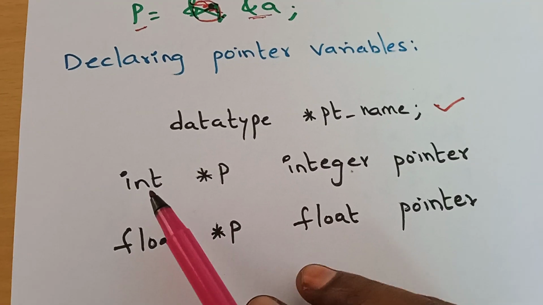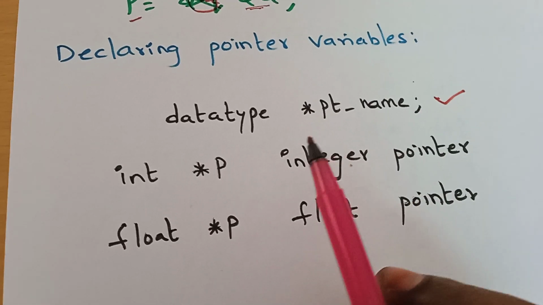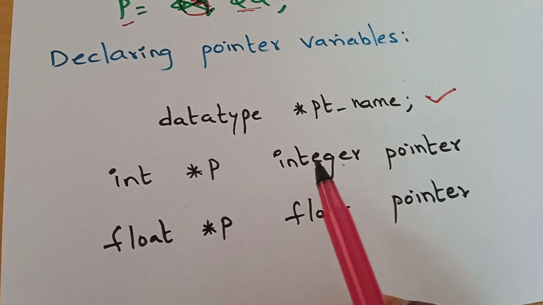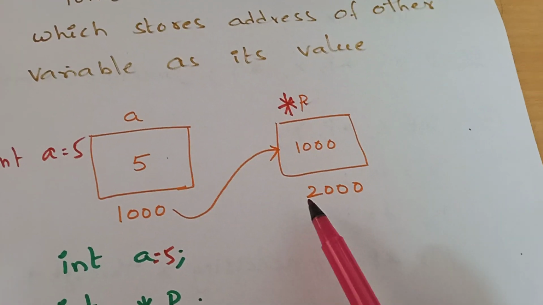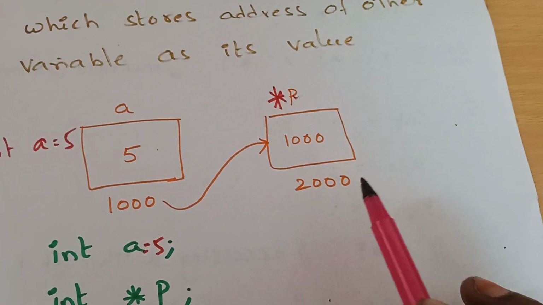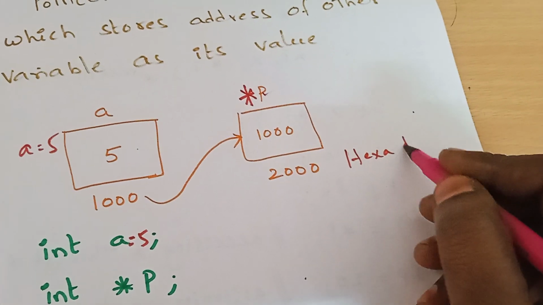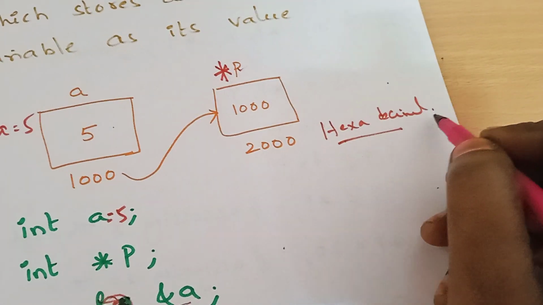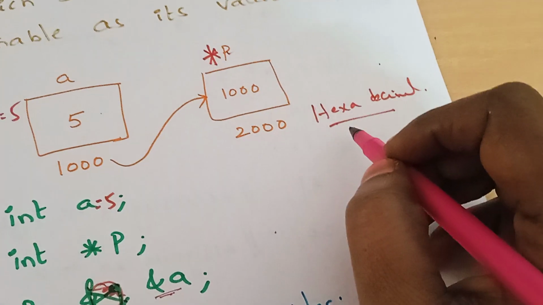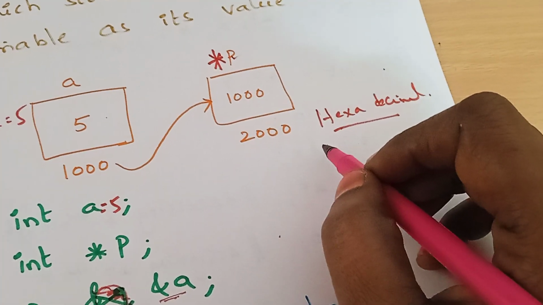Now, what does int star p mean? It is an integer pointer. Now, we may have a question based upon what this integer will be given. Usually, when you look at an address, the address will always be denoted in hexadecimal format. This is the most important point a student has to remember. It is hexadecimal format, but no address will be in floating point representation. Though it is hexadecimal, it will not have any fractional part.